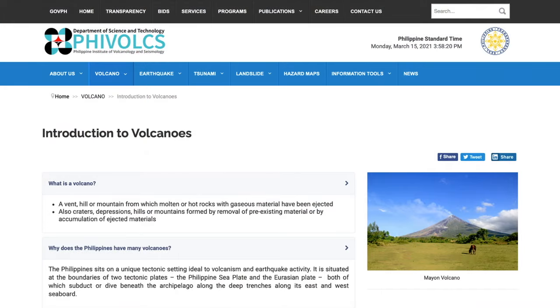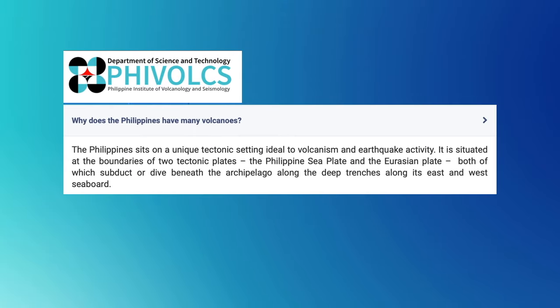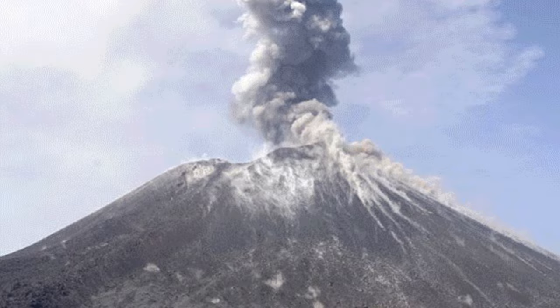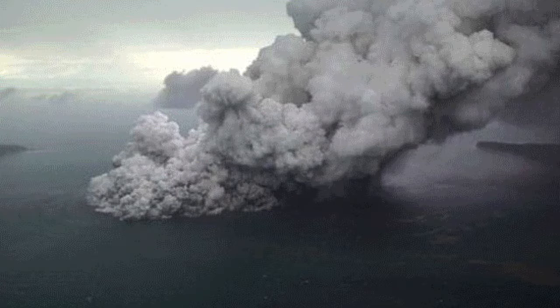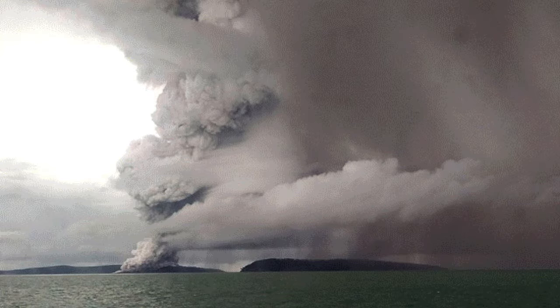According to the Philippine Institute of Volcanology and Seismology, or PHIVOLCS, our country has a unique tectonic setting ideal to volcanic activities. It is therefore important for us to know how volcanic eruptions occur to reduce the risk and effects that they may cause.